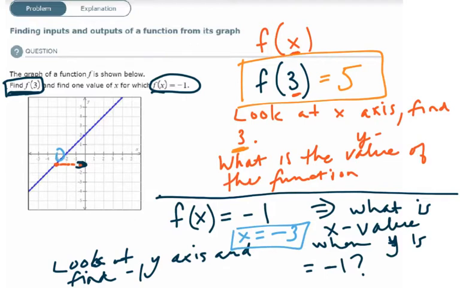So it's kind of being able to read and interpret, find the input when we're given a certain output, which is that second part, and being able to find an output when we're given a specific input, which is that first example. So it's kind of being able to read the graph both ways, depending on whether you're asked to find an input or find an output.